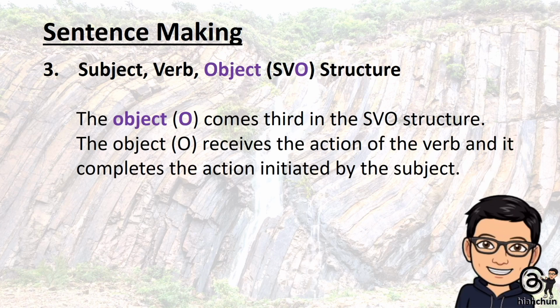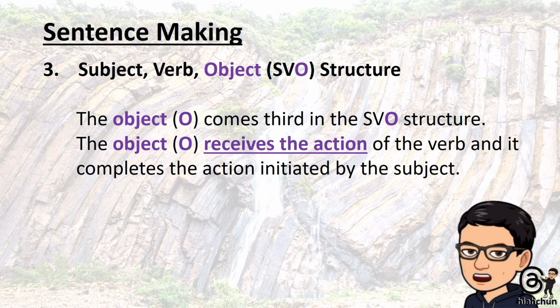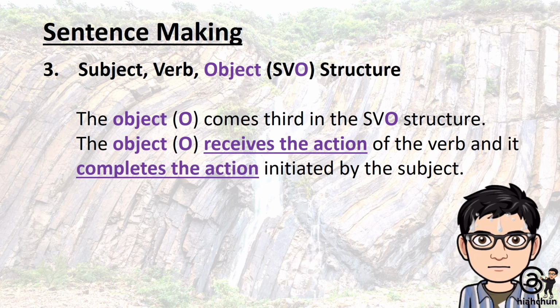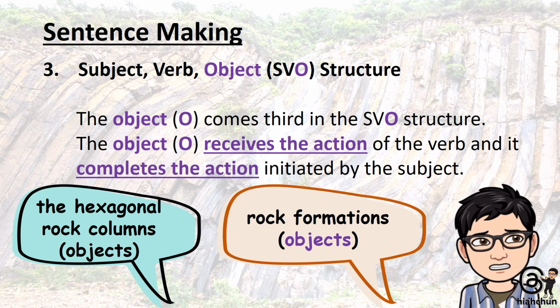The object comes third in the SVO structure. The object receives the action of the verb and it completes the action initiated by the subject. For example, the hexagonal rock columns are objects and rock formations are objects.